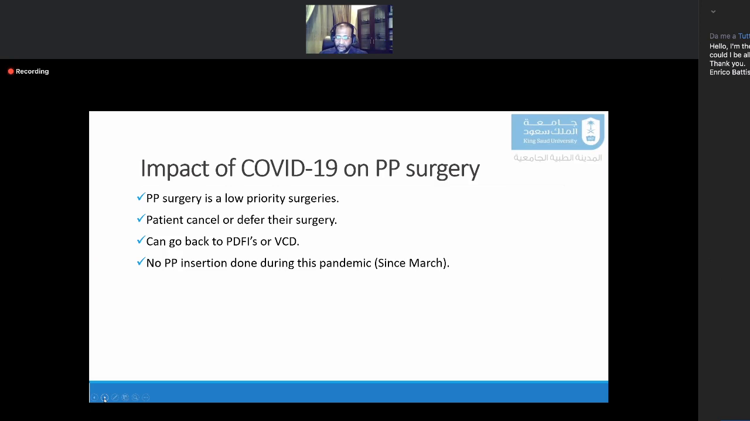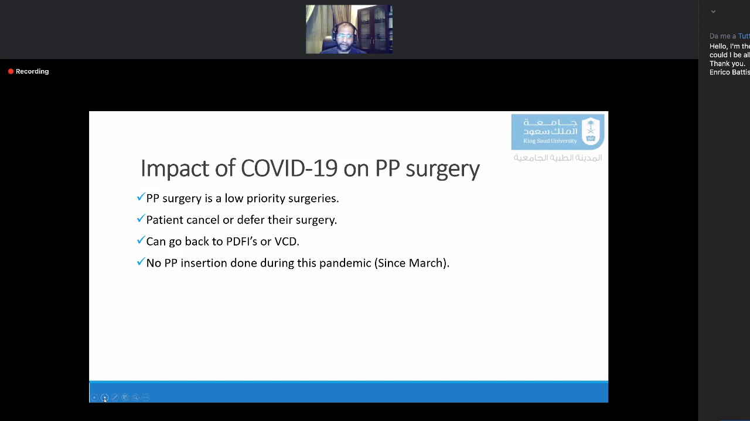As Enrique has said, the andrological procedures are low priority surgery, so they have been cancelled and postponed until further notice. And I have to say, since March, we have not done any penile prosthesis. We started opening up from June, beginning of July. We started going back to operate again on penile surgeries and other andrological procedures for infertility.